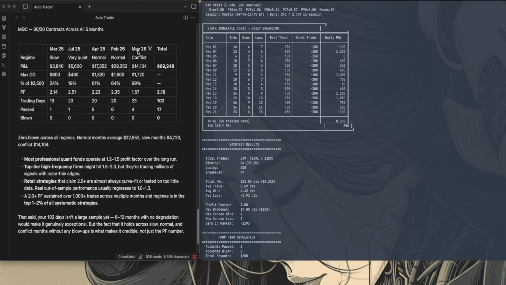Now, with the conflict in May, because the news has been going crazy, the market has been going crazy. So May of 2026, we have the Iran conflict going on. That's why for the regime, I just put conflict there.